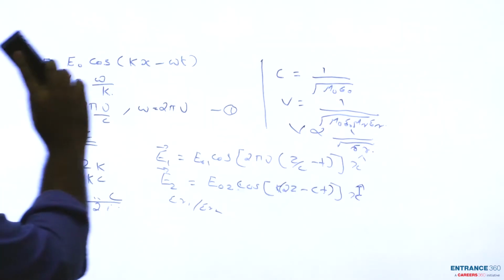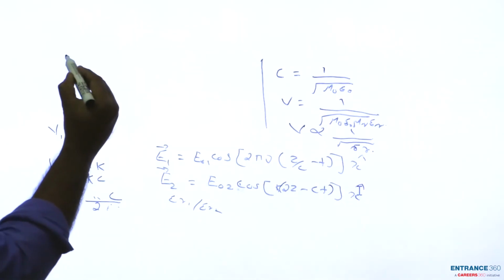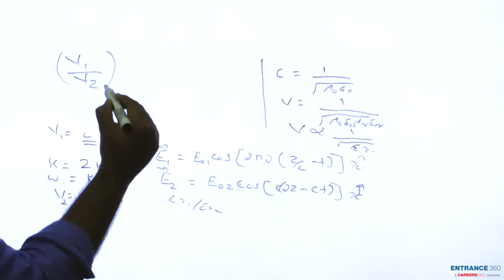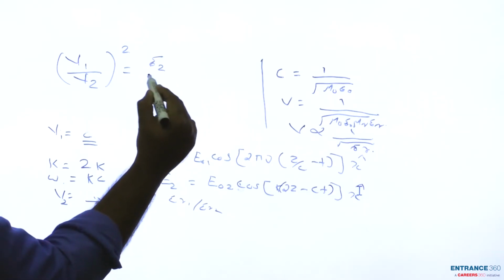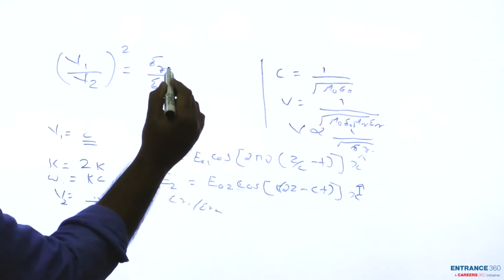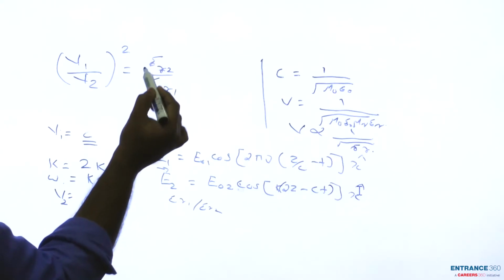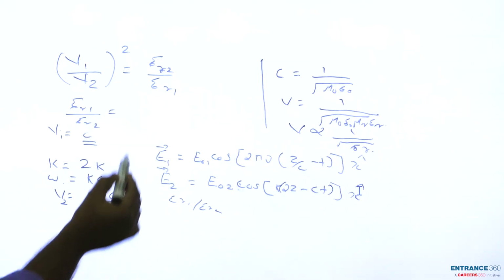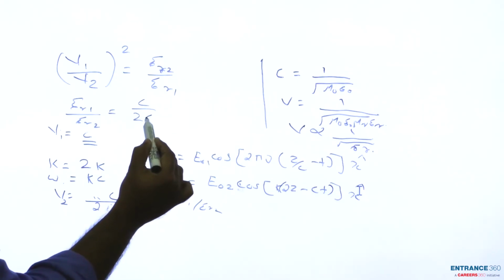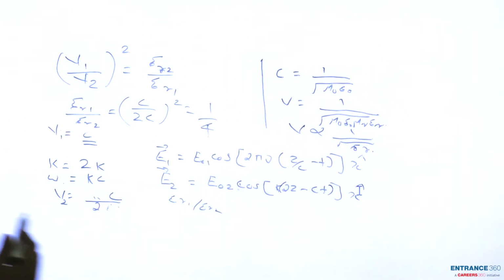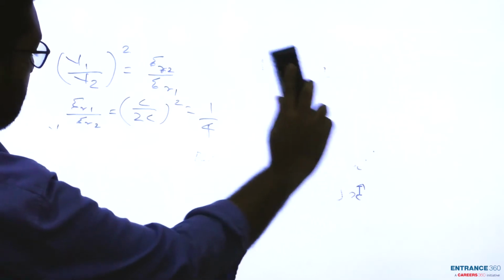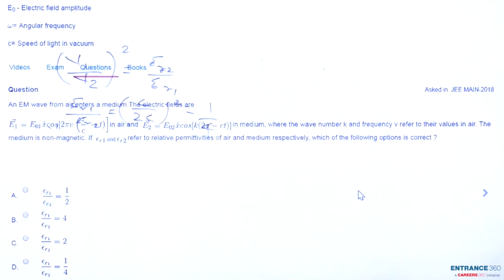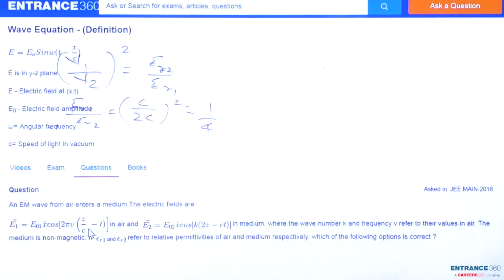Therefore, we can write (v1 by v2) whole square equal to epsilon r2 by epsilon r1, where r1 is medium 1 and r2 is medium 2. Therefore, epsilon r1 by epsilon r2 equal to (v2 by v1) whole square. v2 is c by 2 and v1 is c, so (c by 2 by c) whole square equals 1 by 4. So our final answer is 1 by 4. Let's check the options: epsilon r1 by epsilon r2 equal to 1 by 4 is option D.